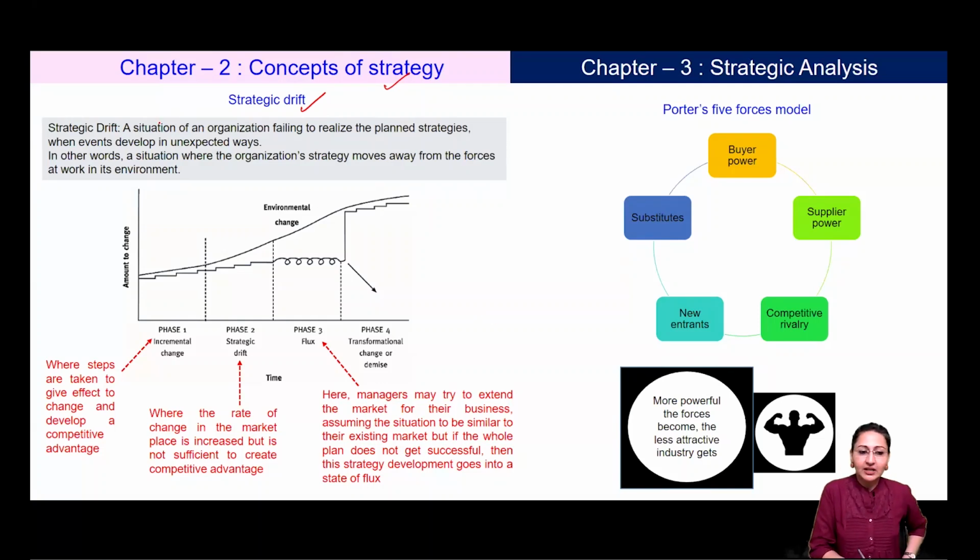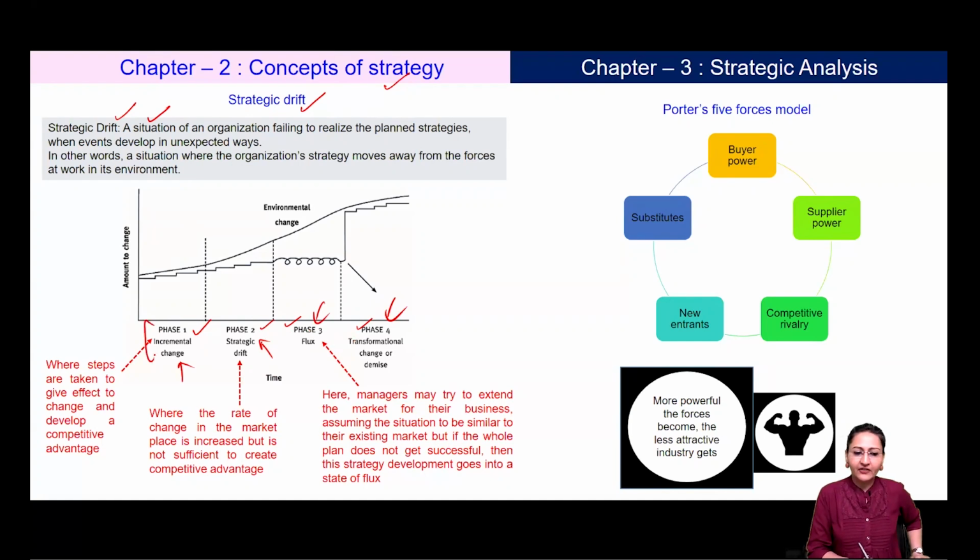What is strategic drift? It's simply a situation where the organization or its managers do not realize that the environment has changed now, and whatever strategies they were following, these strategies are not working anymore. This is a situation of strategic drift. What needs to be learned here is the names of the phases of strategic drift. Strategic drift will have 4 phases. One, the incremental phase, then the strategic drift phase, then flux, and then transformational change or the demise of the organization.